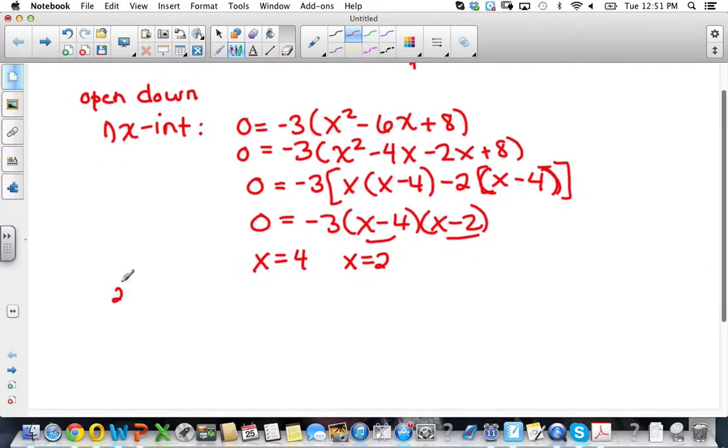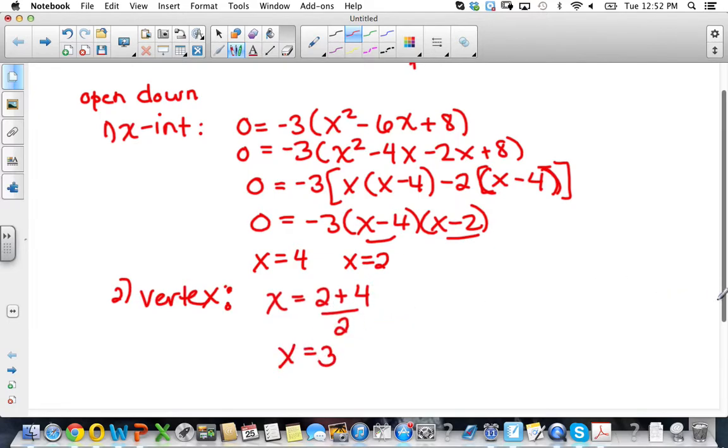The next thing I'm going to do is find the vertex. And I find the vertex first by finding the x-coordinate of the vertex. The x-coordinate of the vertex is the average of the x-coordinates of the intercepts, or any symmetrical points. So halfway between 4 and 2, you should realize is 3. But if you're not sure, we'll do the x-coordinate of the vertex algebraically. It's the average of the two, and indeed it is 3.